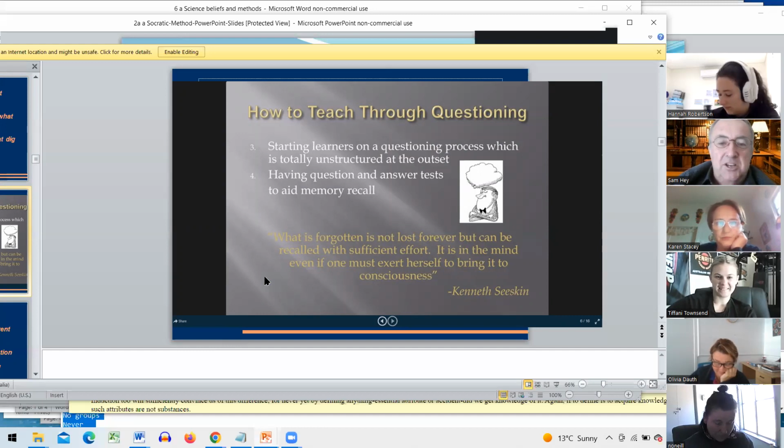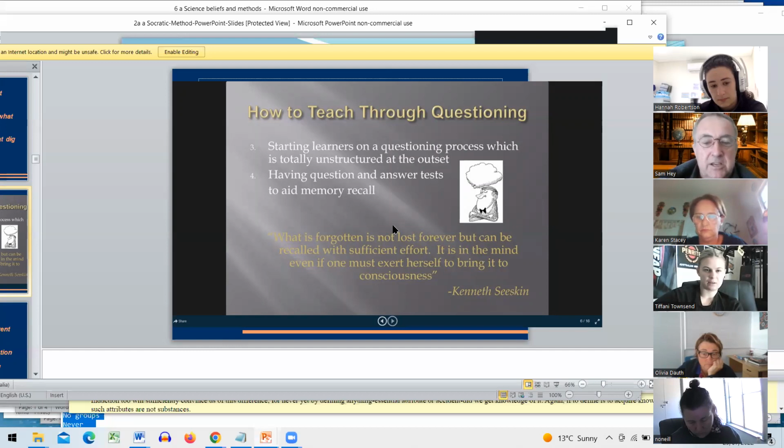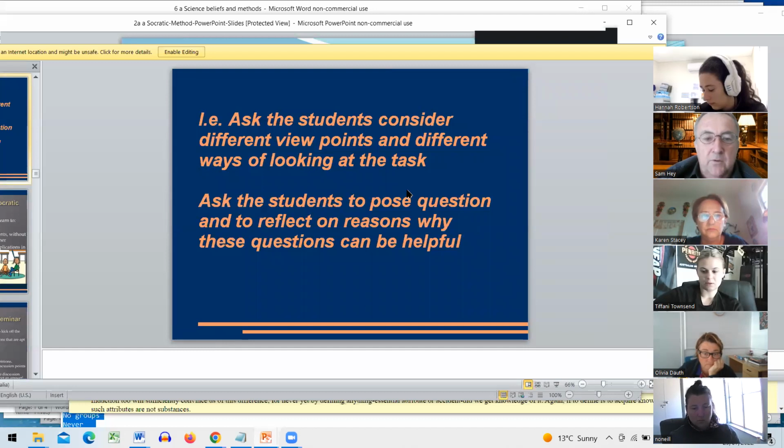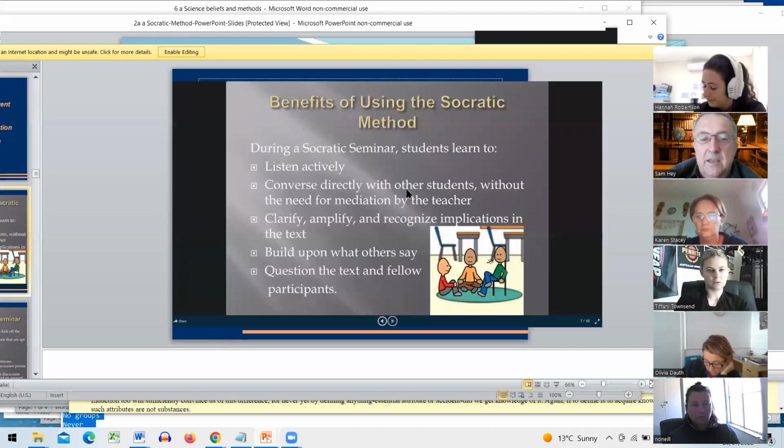So teaching through questioning, we start learners on a questioning process, and then we keep going along there. So Kenneth Seacon said, what is forgotten is not lost forever. It can be recalled with sufficient effort, and then questions help bring that forward. So we ask students to consider different viewpoints to look at the task. So not only do we ask questions, we say, what are some of the different ways people would view this?